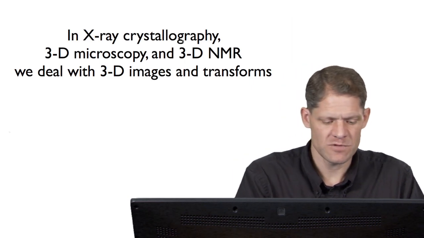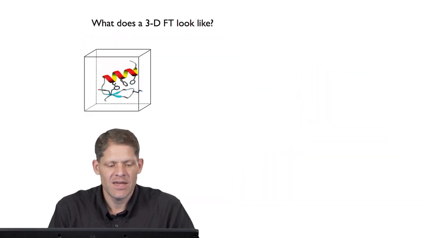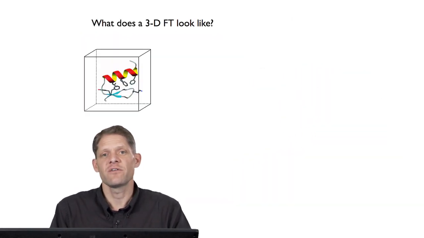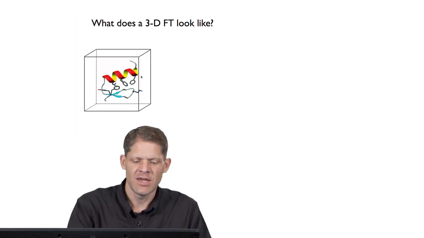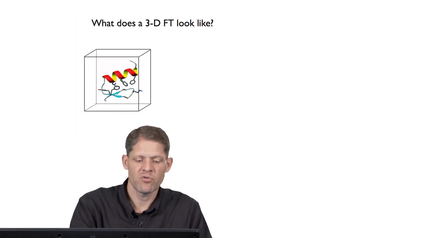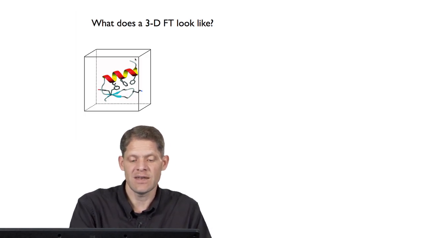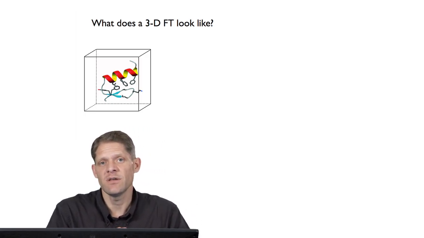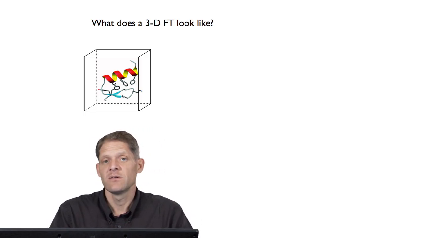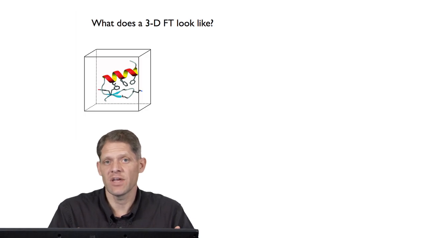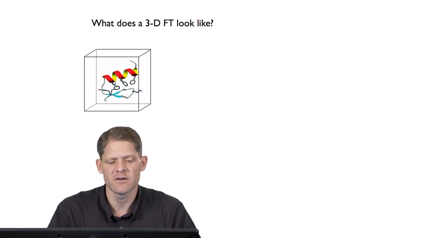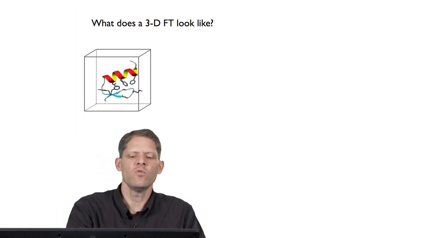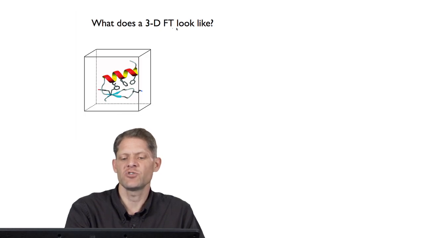and their transforms. So for instance, in X-ray crystallography, we might be interested in the structure of this protein. So I've represented a protein with an alpha helix and two beta strands here in a box. And if we're studying the structure of that protein, we might like to record its Fourier transform or its diffraction pattern. And so what would the three-dimensional Fourier transform look like?